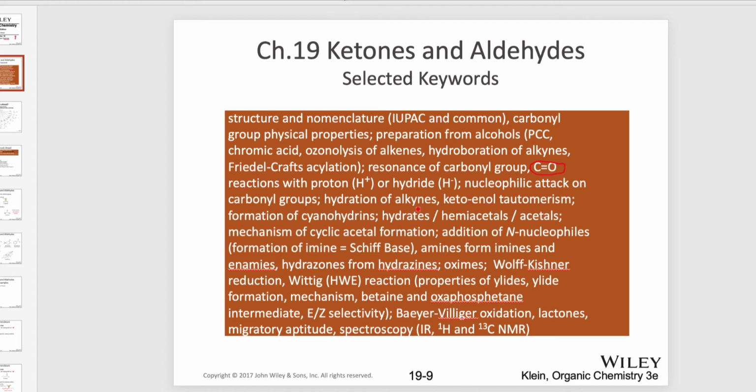on the carbonyl group. We have hydration of alkynes. This also involves keto-enol tautomerism, formation of cyanohydrins, hydrates, hemiacetals, acetals. And I'll tell you already that some material in this chapter will be important to succeed in chapter 24, which focuses on carbohydrates.